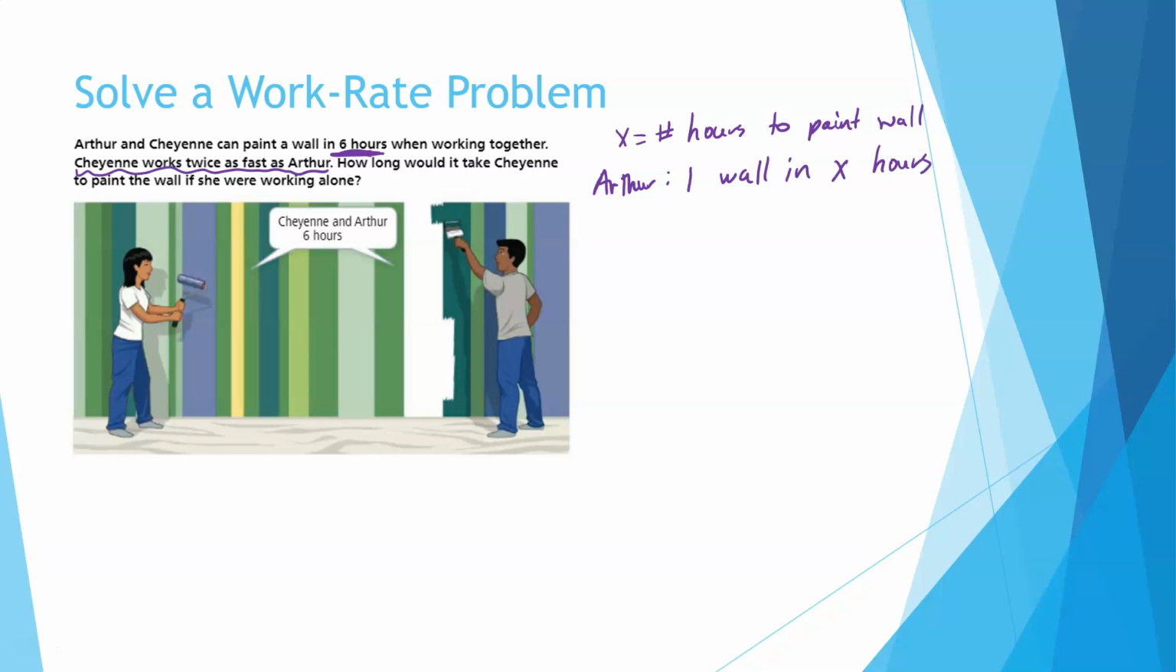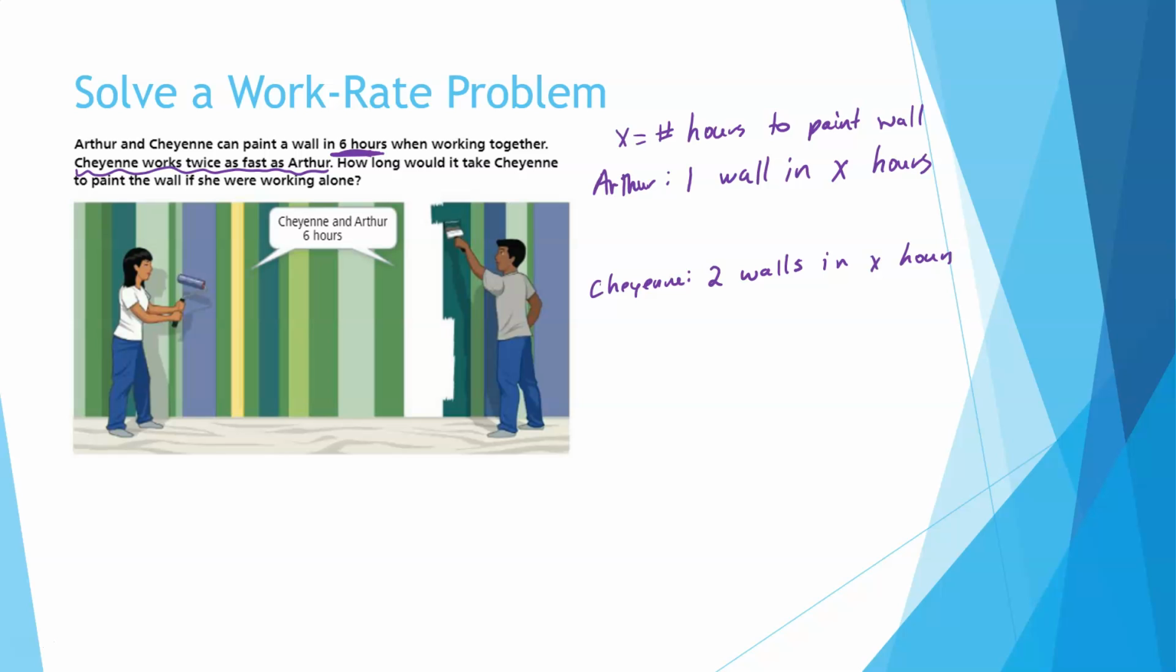Okay, because the only information that they give me is that Arthur and Cheyenne works twice as fast. So she can paint 2 walls in X hours. So I just picked the 1 for Arthur. Okay, so I just said, okay, if he can paint 1 wall in X hours, then she can paint 2 because she works twice as fast.